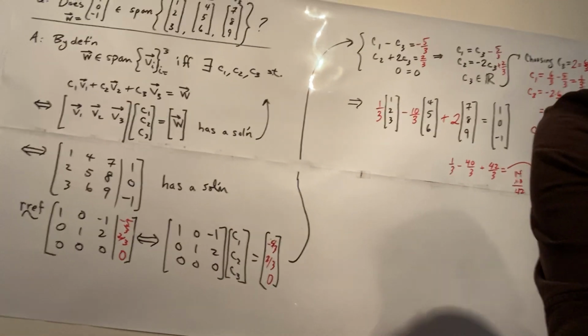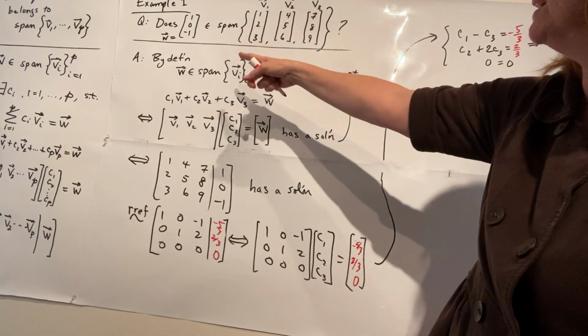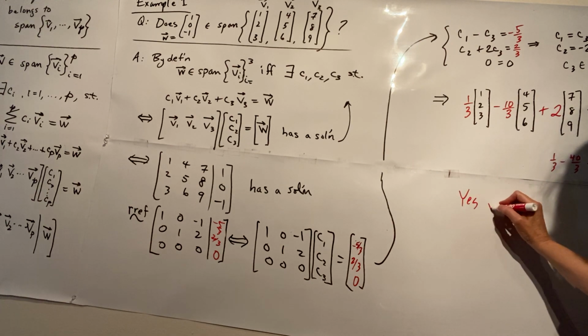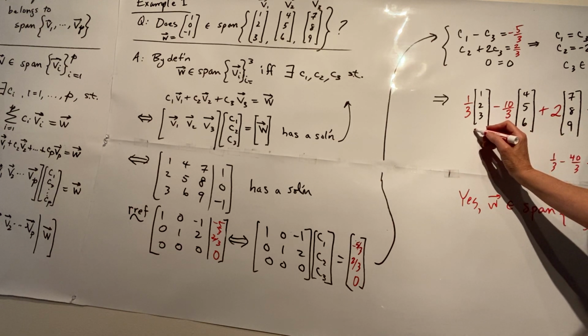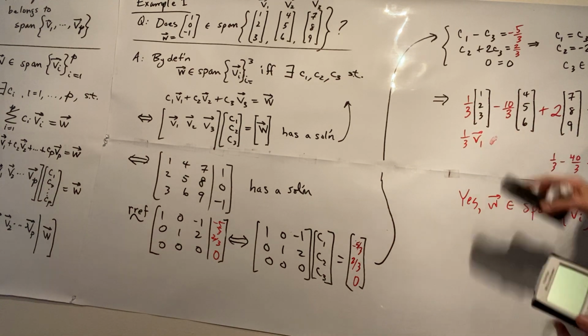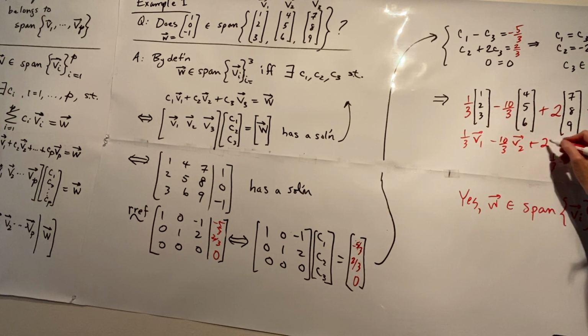Go back to your original setup. Does this belong to the span of those? In other words, can we write that 1, 0, -1 as a linear combination of the Vi? Yes. So the answer is yes. W belongs to the span of the Vi. Because this is W, and we've just written it as a linear combination: 1/3 V1 plus -10/3 V2 plus 2 times V3 to get W.